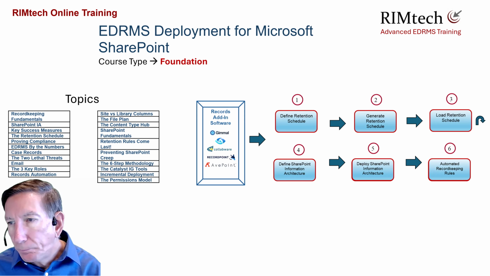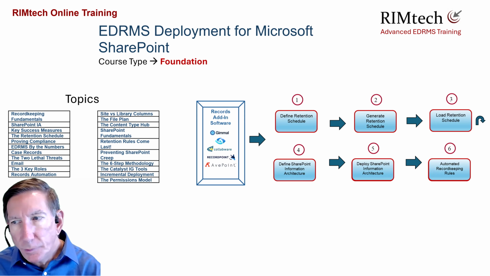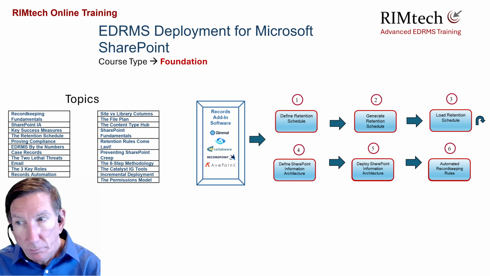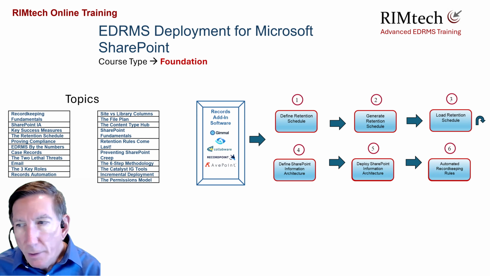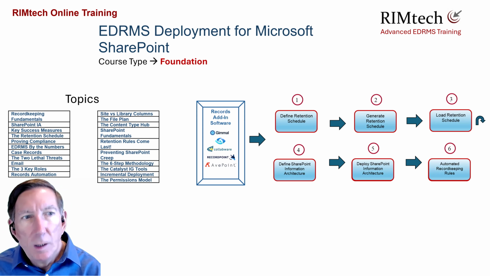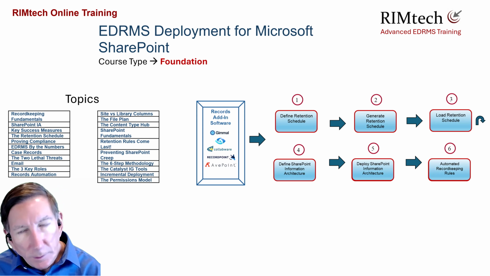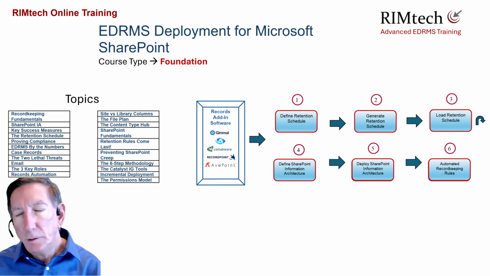Step number 4 is now you have the retention schedule in your record software, but you've done nothing with SharePoint, nothing. Well, in SharePoint now, the retention schedule will drive the information architecture, which means that you're going to need to define what libraries you'll need. What are they called? How many do you need?